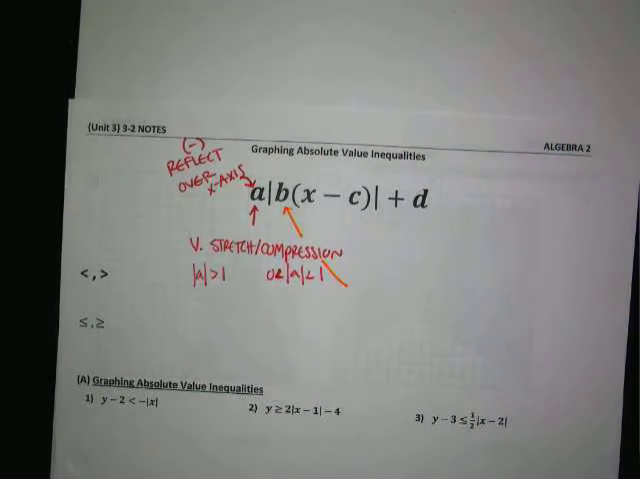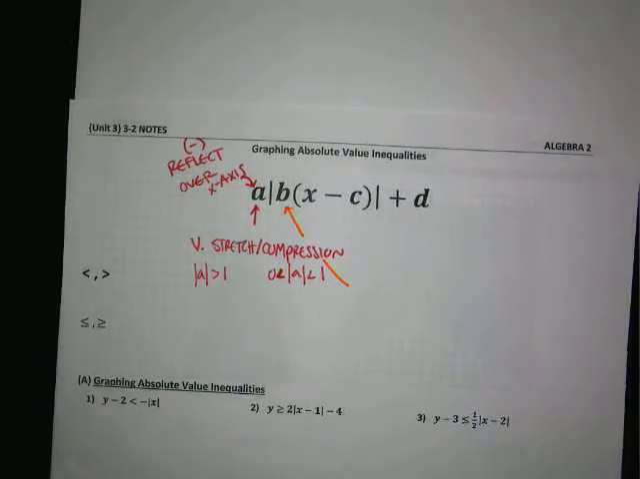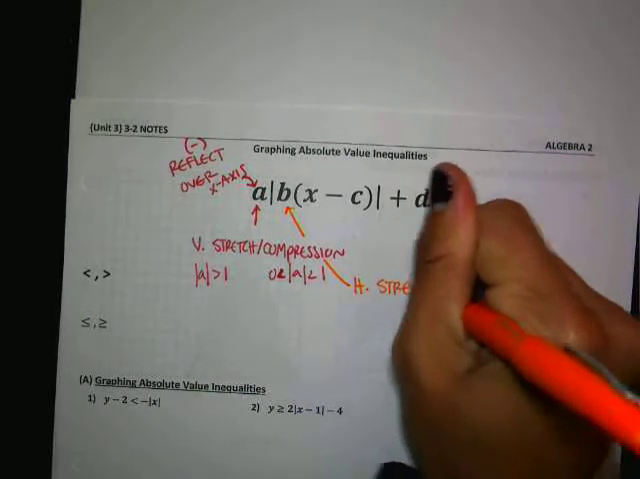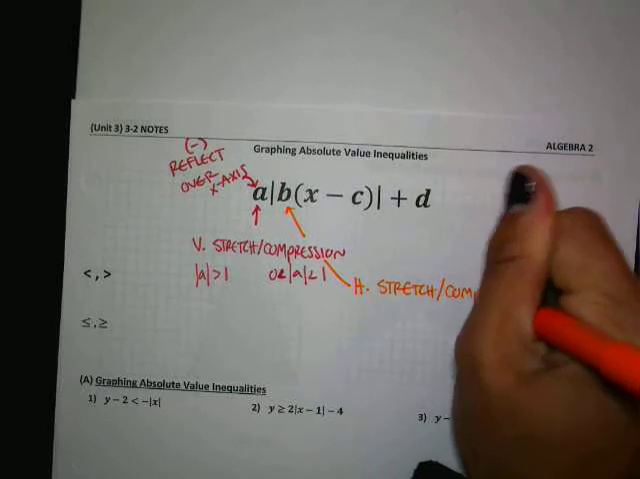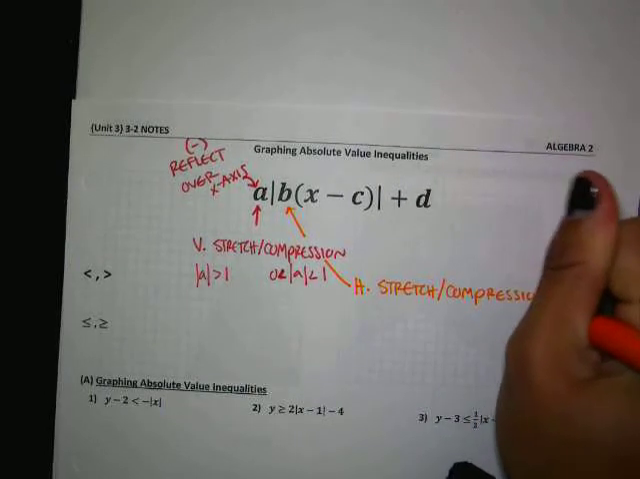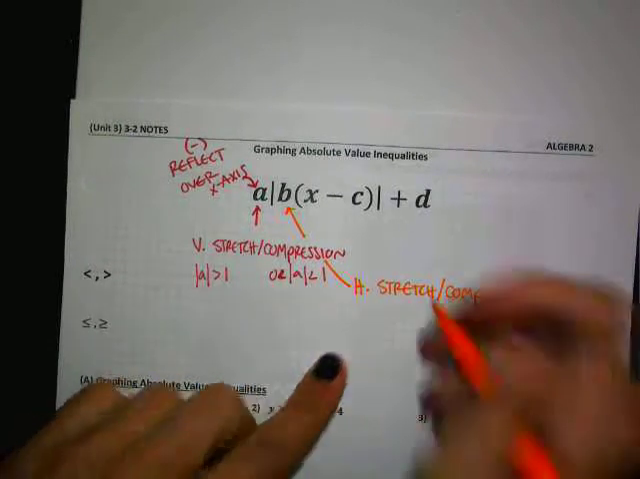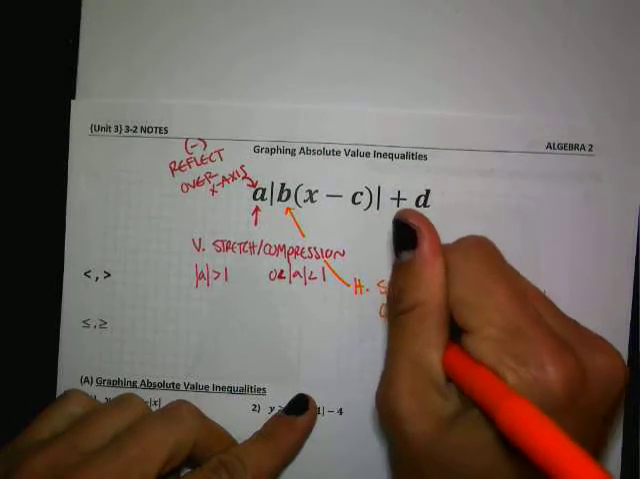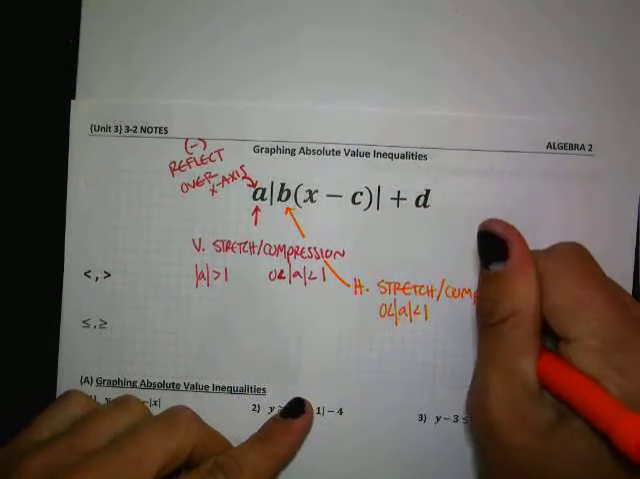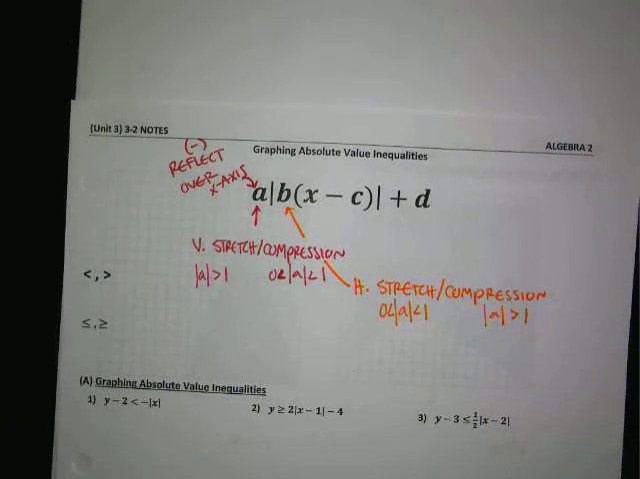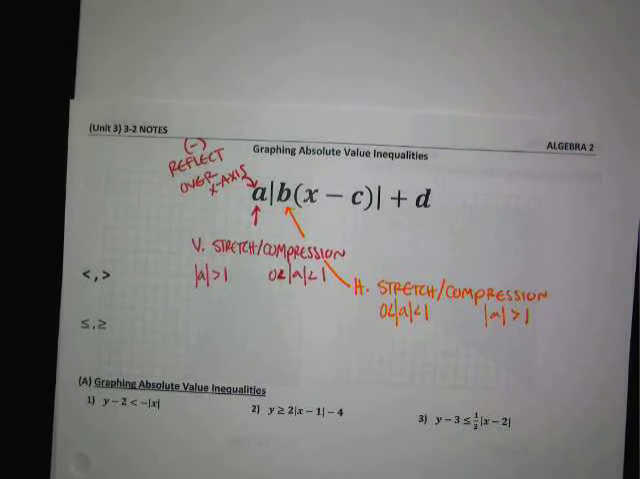The B is very similar to the A, but because that B is on the inside, it's horizontal. So it's going to be a horizontal stretch or compression. And because we're talking about the horizontal, the inside, everything is backwards and opposite. So it's going to be a stretch if you have a decimal or a fraction, and it is going to be a compression if it's bigger than 1. So inside is always backwards.